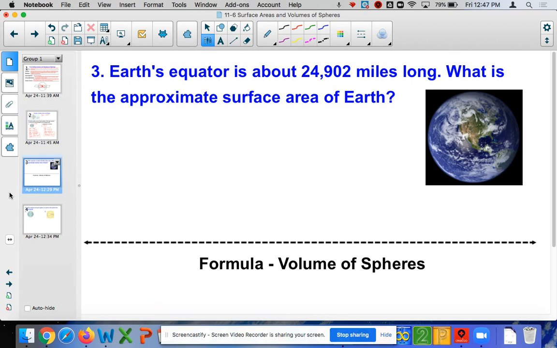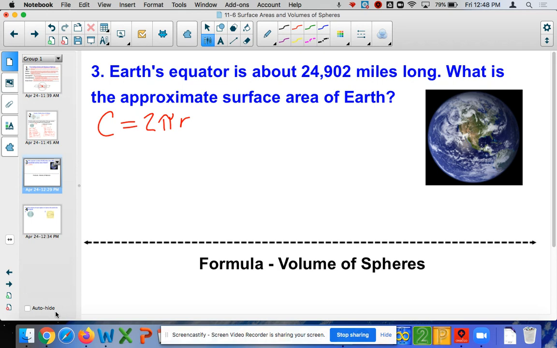Earth's equator is about 24,902 miles long. What is the approximate surface area of the Earth? Now, remember, the equator is like the belt of the Earth. We can think of this as the great circle of the Earth. What we know about the great circle is that its circumference is the same as the circumference of the sphere. So I'm going to start by copying down C equals 2 pi r. That's the formula for the circumference.